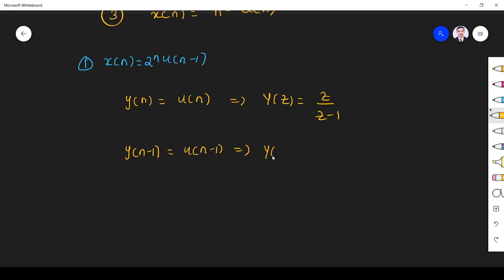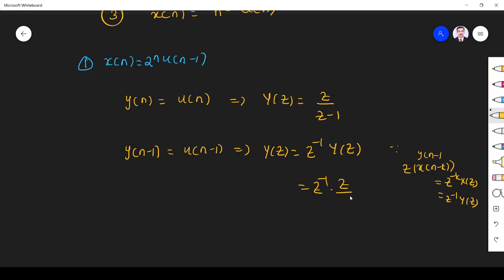So what will happen? The transform of y of n minus 1 is z power minus 1 y of z, because as per the time shifting property, the transform of x of n minus k is z power minus k x of z. Here we have y of n minus 1, so k is 1, so z power minus 1 y of z. Clear? So z power minus 1 I know, y of z is z by z minus 1, so z into 1 by z minus 1 gives 1 by z minus 1.